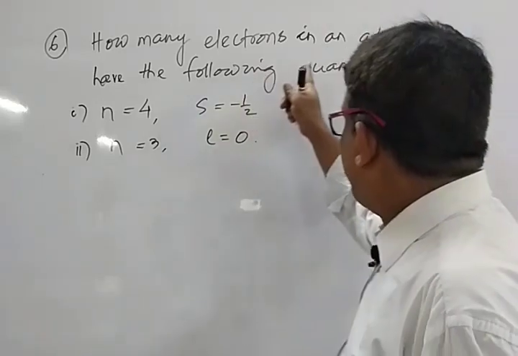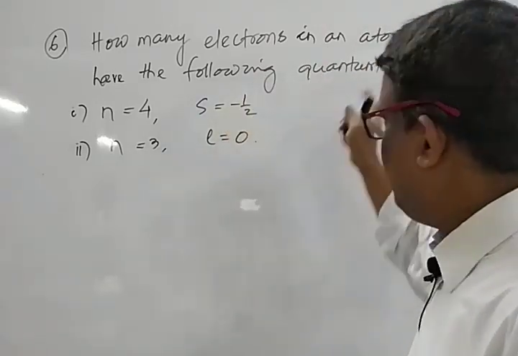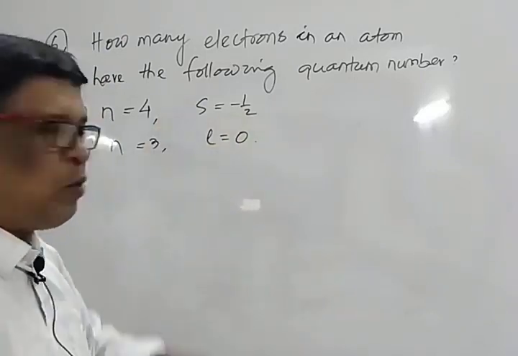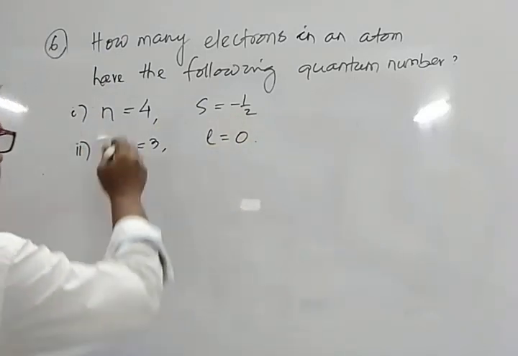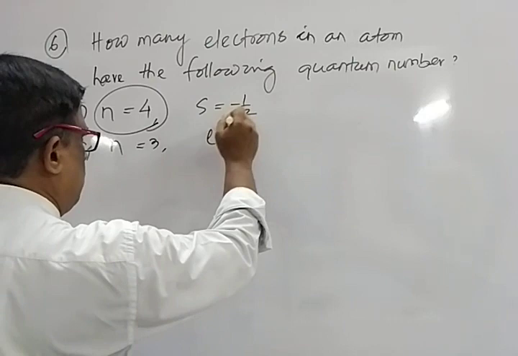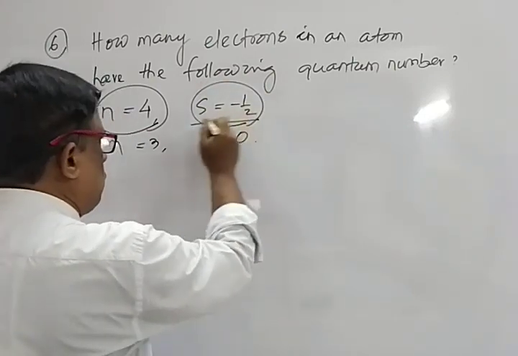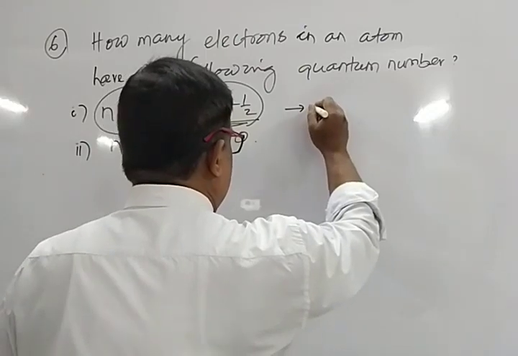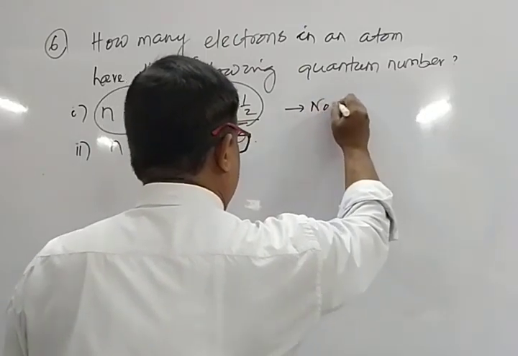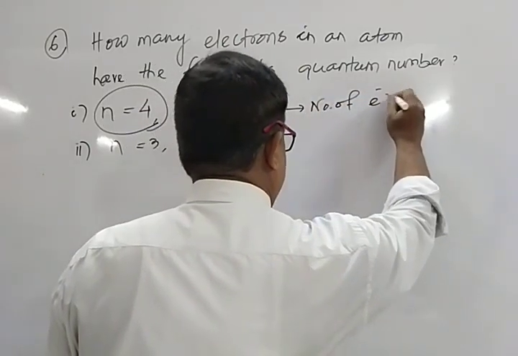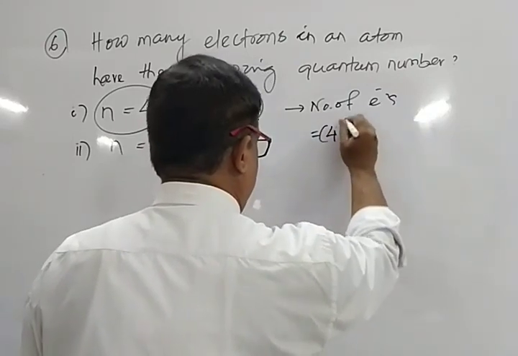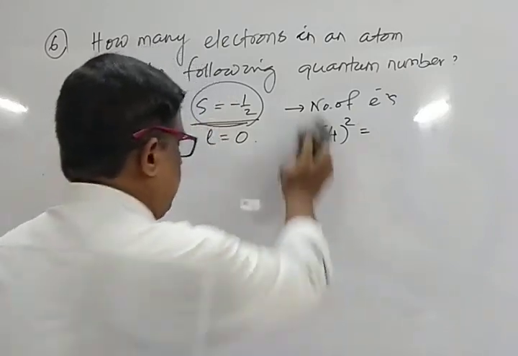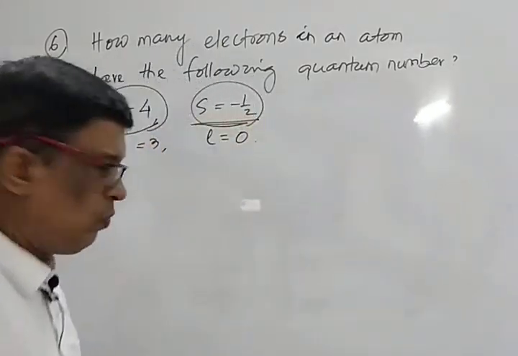How many electrons in an atom have the following quantum numbers? Mark the bit 1. Principal quantum number 4, spin quantum number minus half. That means principal quantum number 4 indicates that the number of electrons is equal to 4 squared. That means, mark that. I repeat it. I write here again. Answer.